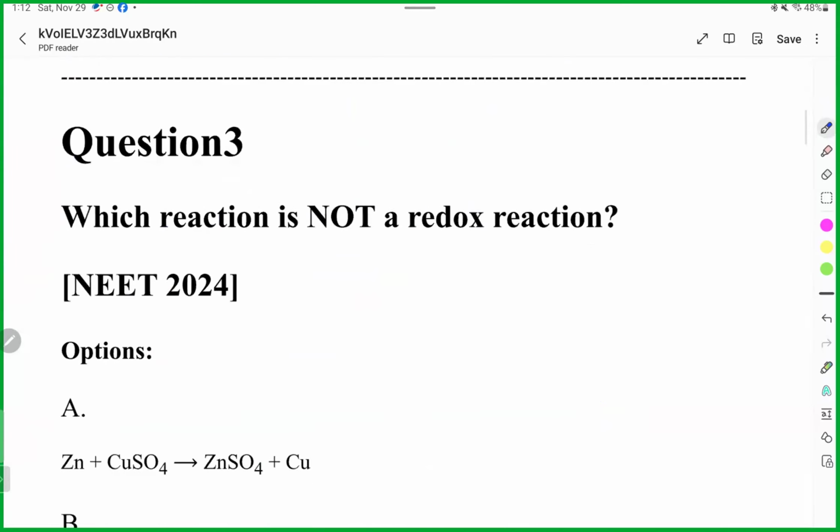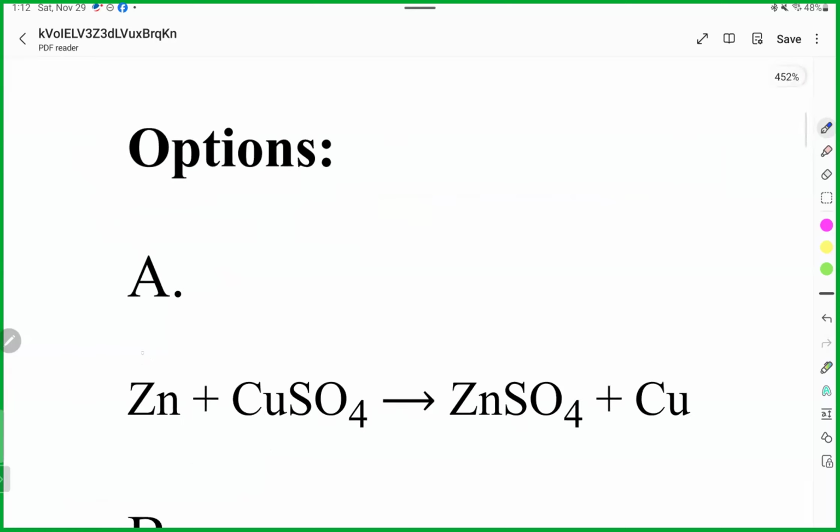Now this is asking which of the following is not a redox reaction. Redox reaction means you have to check that oxidation and reduction should happen. Here zinc is 0, here +2, because sulfate always has -2.